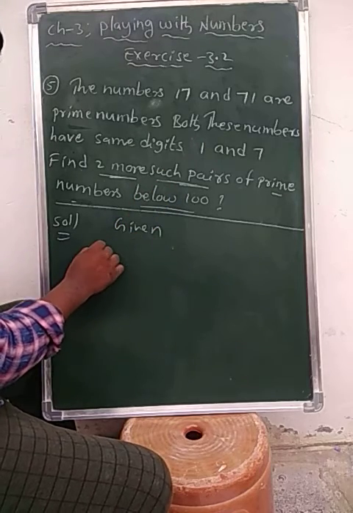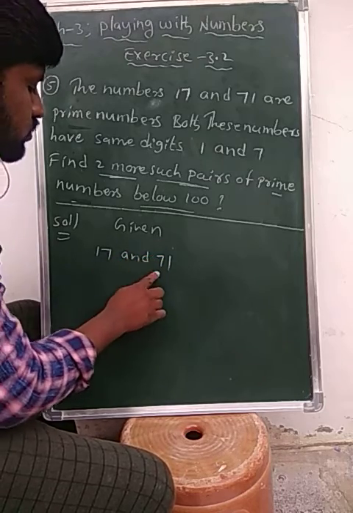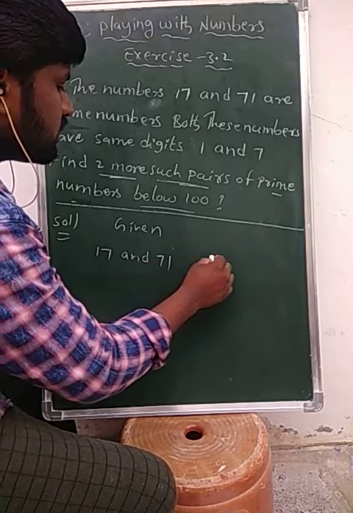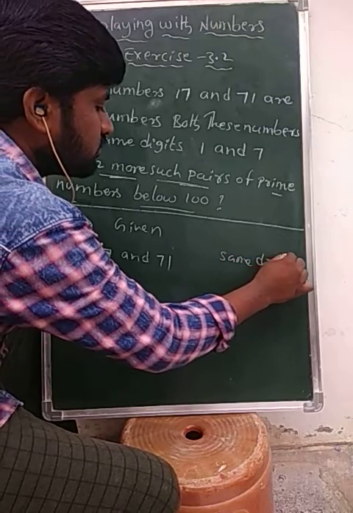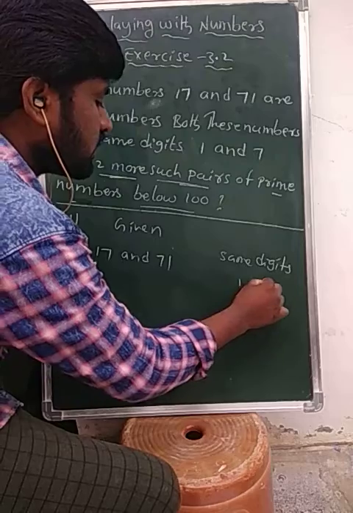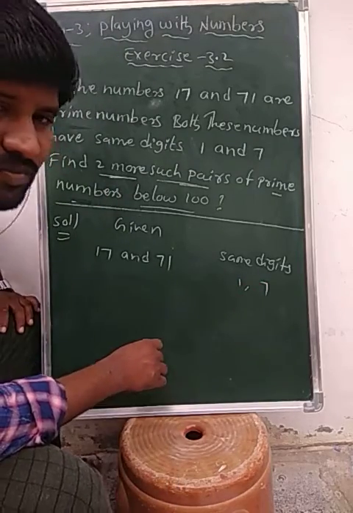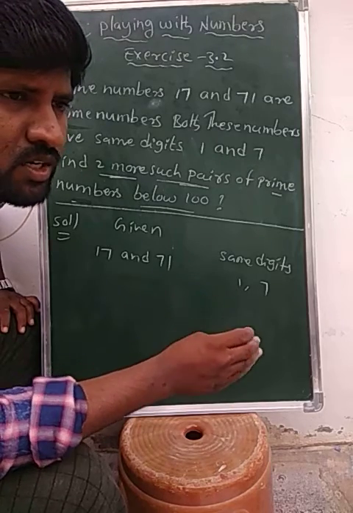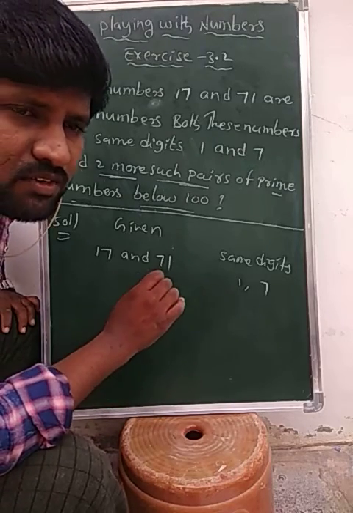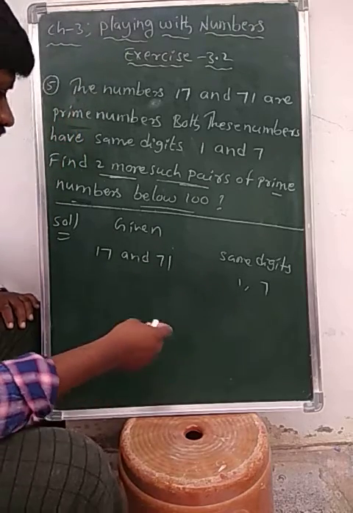Given: 17 and 71, these two are prime numbers. What are the same digits? The same digits are 1 and 7. Like that, from 1 to 100, in between there are 25 prime numbers. Out of those, let us see.